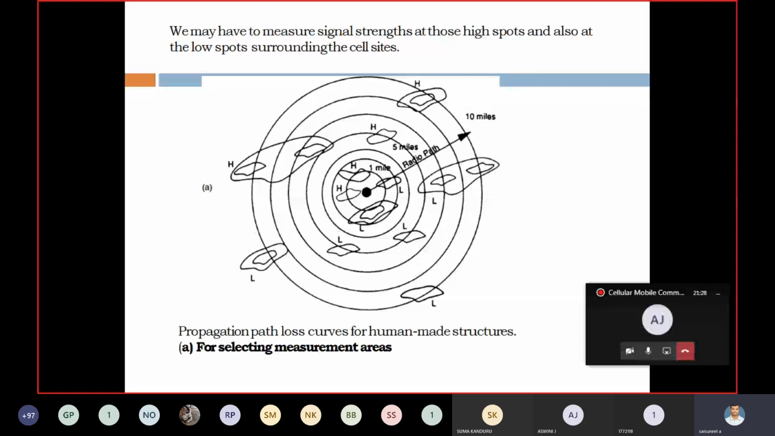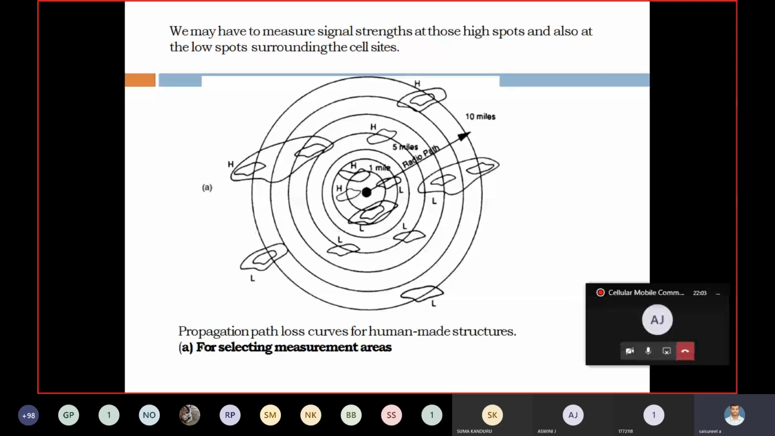Suppose the maximum coverage simulation is 10 miles. It covers a maximum of 10 miles. For this, we have to divide the 10 miles into 3 sectors. From the center of the base station, we draw the first circle at 1 mile, the second at 5 miles, and the next at the 10th mile. We draw circles for the first mile, 5th mile, and 10th mile.